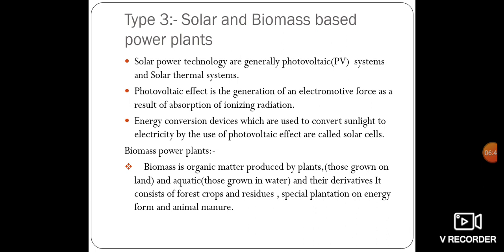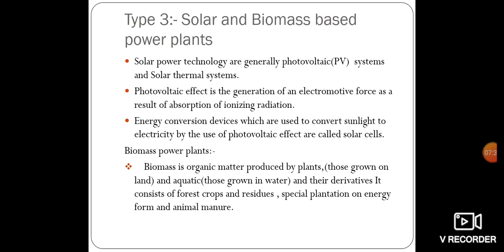Solar and biomass based power plants. Solar power technologies are generally photovoltaic or PV systems and solar thermal systems. Photovoltaic effect is the generation of an electromotive force as a result of absorption of ionizing radiation. Energy conversion devices which are used to convert sunlight to electricity by the use of photovoltaic effect are called solar cells. So in solar cells, the solar energy is converted into electrical energy because of the generation of the electromotive force as a result of absorption of ionizing radiation.